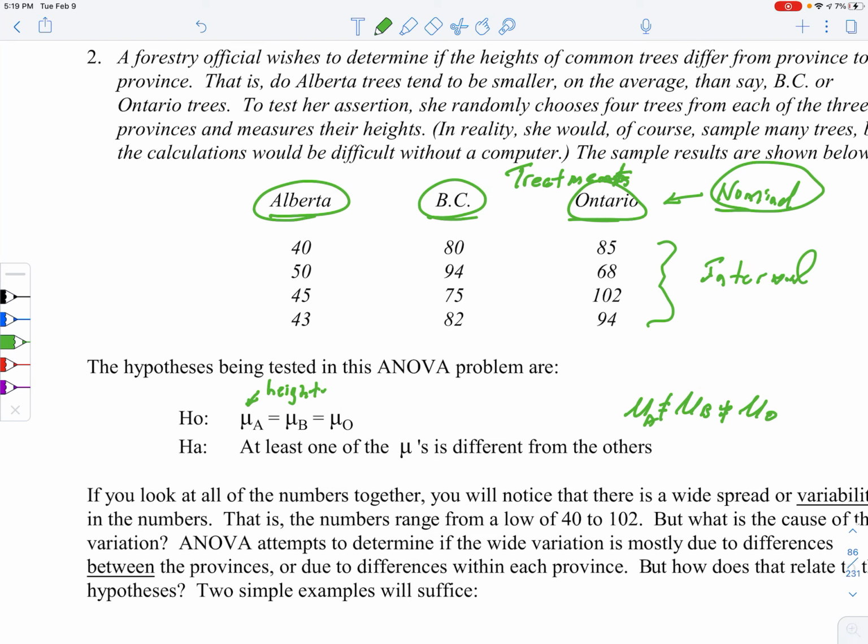And in fact, what we'll find in this example is that the BC and Ontario trees actually are not significantly different from each other. It's the Alberta trees which are significantly shorter. And if you take a look at the numbers there, you can see that very quickly. This is a contrived example.